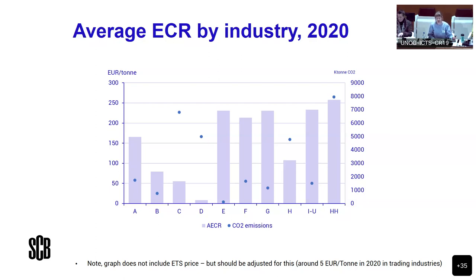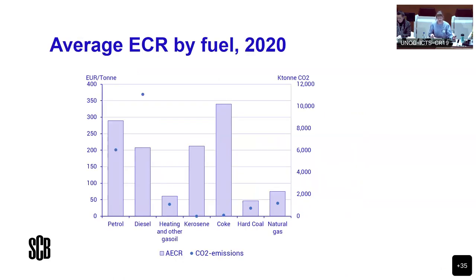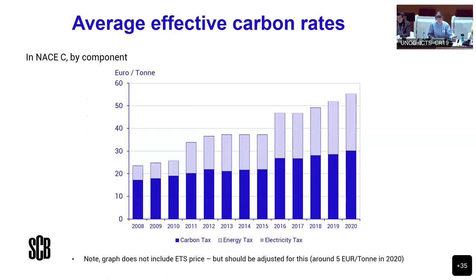We have done some proxies for how to adjust for this, and we think it will be around 5 euro extra per ton in 2020 for the trading industries. So for NACE C, you can imagine it might be 55 instead of 51 or something like that. So this is the same sort of graph, but instead it's by fuel, and I won't go into details here either. Moving on to the next slide.